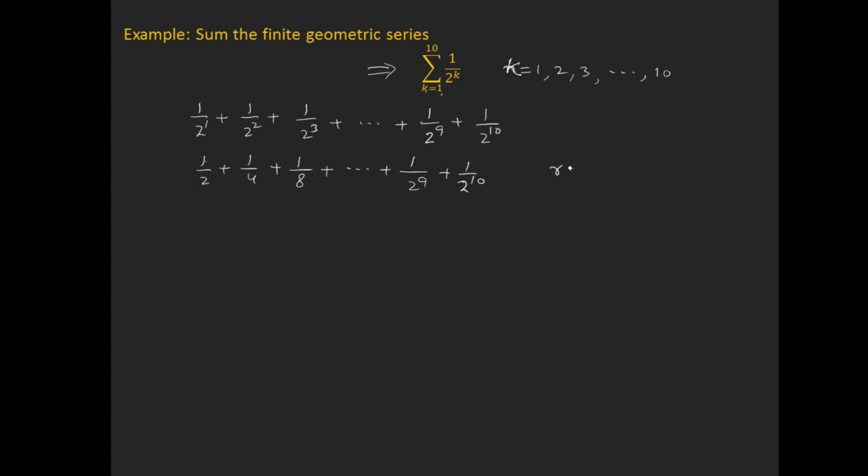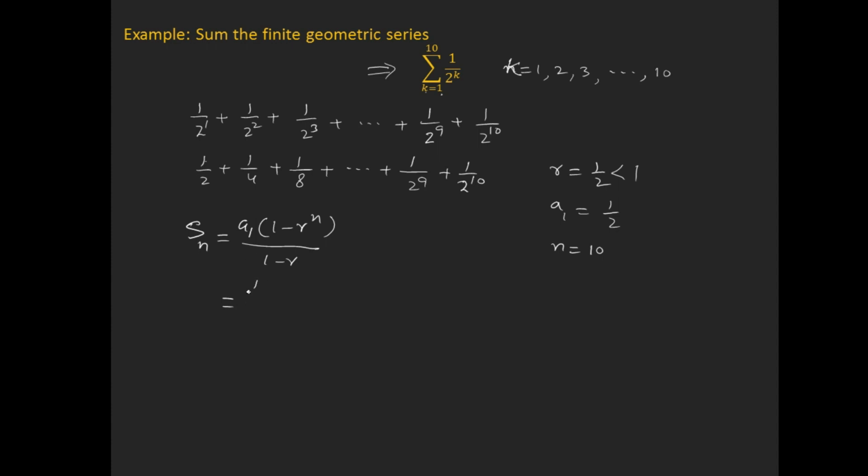So r is 1 divided by 2, and the first term is 1 by 2, and n is 10 because we are adding the first 10 terms. As r is less than 1, the formula is Sn is equal to a1 times (1 minus r power n) divided by 1 minus r.